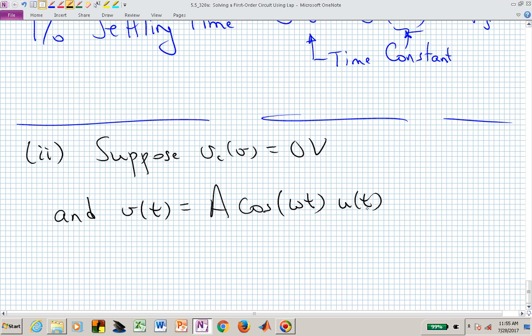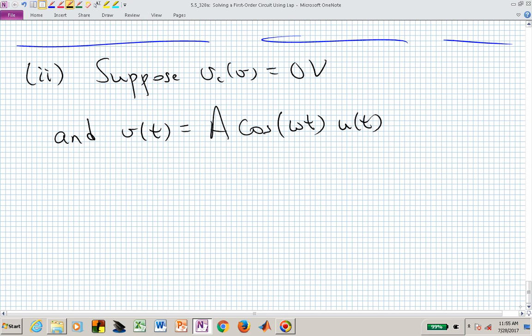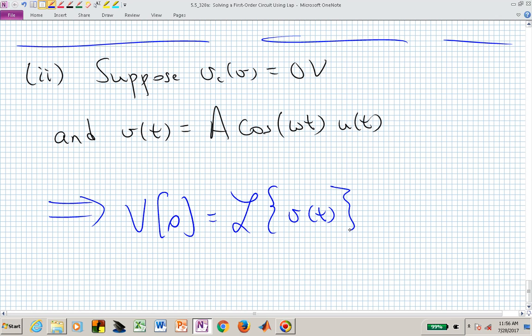So we turn on a cosine waveform at time t equals 0. So we hit this system, this low-pass filter, with a sinusoid, a pure sinusoid. It's not damped. It's just continuing to oscillate at a frequency of omega radians per second. Now we know what the Laplace transform of little v of t is. That's now s over s squared plus omega squared.